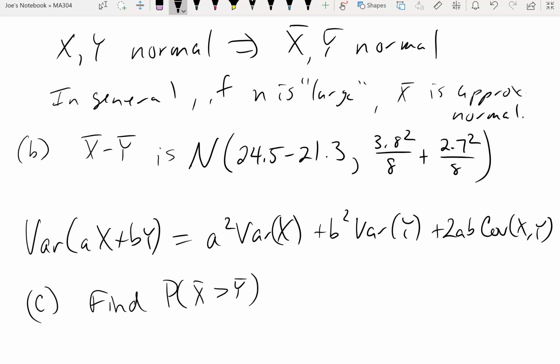All right. So then in part C, it asks us to find the approximate probability, which of course is what we're going to find anyway. What's the probability that x bar is greater than y bar? In this case, since we know what the distribution of x bar minus y bar is, what do you think we should do first before we do anything else? Let's move the y bar to the other side.